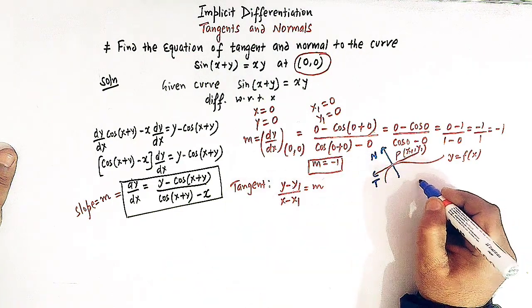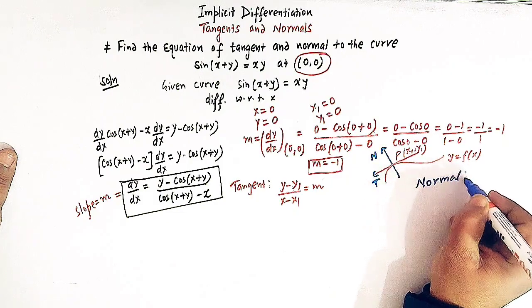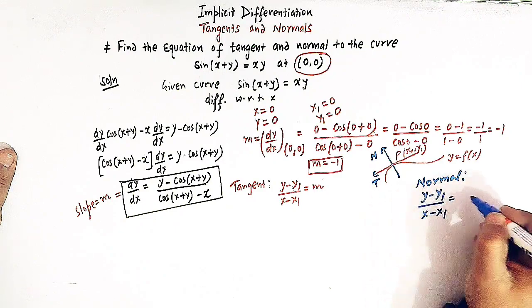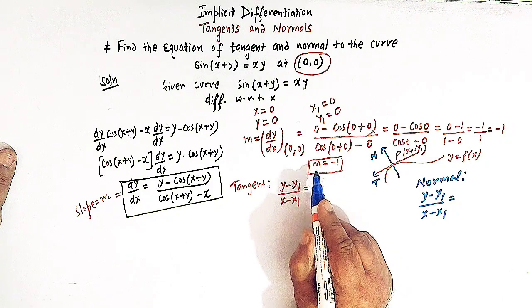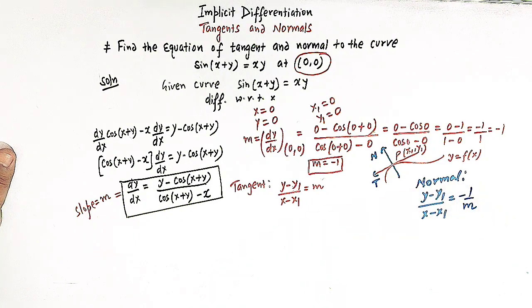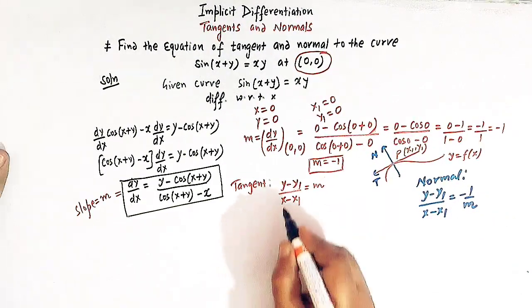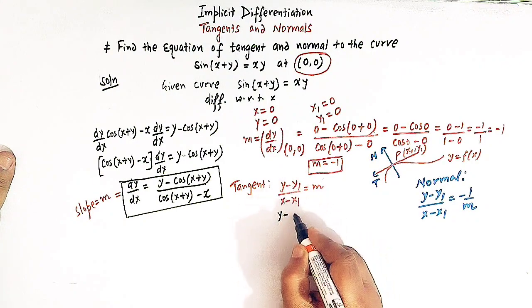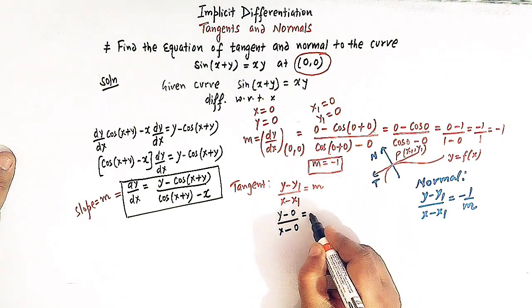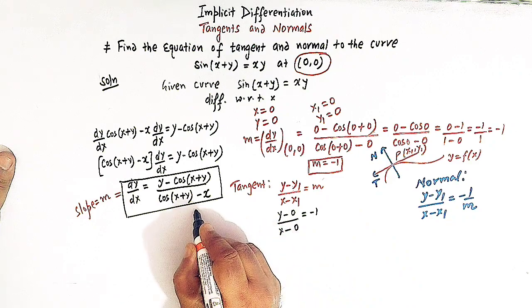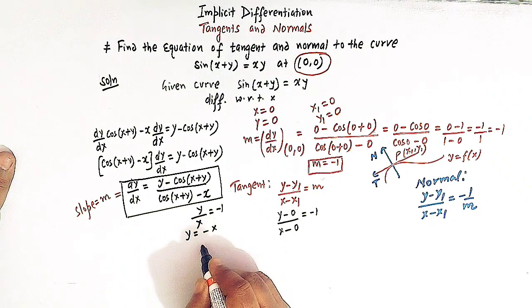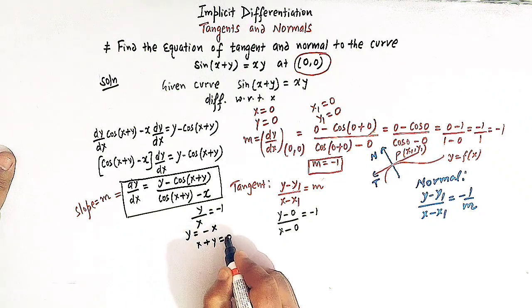So the equation of normal is given by y minus y1 over x minus x1 is equal to the negative of the reciprocal of the slope, and that is minus 1 over m. So now equation of tangent is given by y minus y1, y1 is 0, x minus x1, x1 is 0, and the slope m is minus 1. So we have now y over x is equal to minus 1. So y is equal to minus x. So we have x plus y is equal to 0, right?